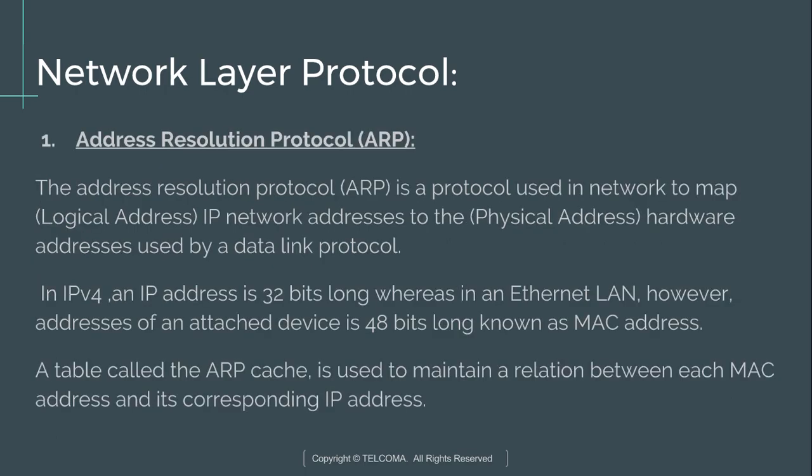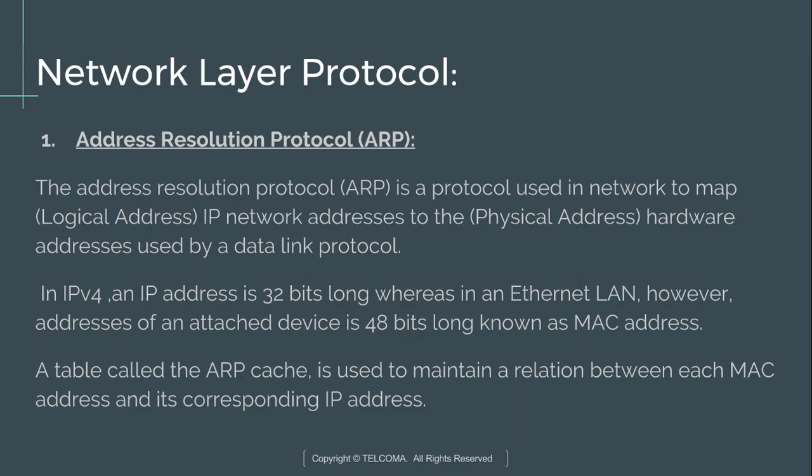The first is Address Resolution Protocol, ARP. The Address Resolution Protocol, ARP, is a protocol used in networks to map a logical address, the IP network address, to the physical address, the hardware address used by a data link protocol. It means we know the IP address of the device, but we want to know the MAC address of that device. To find the MAC address of that device, we use the ARP protocol.